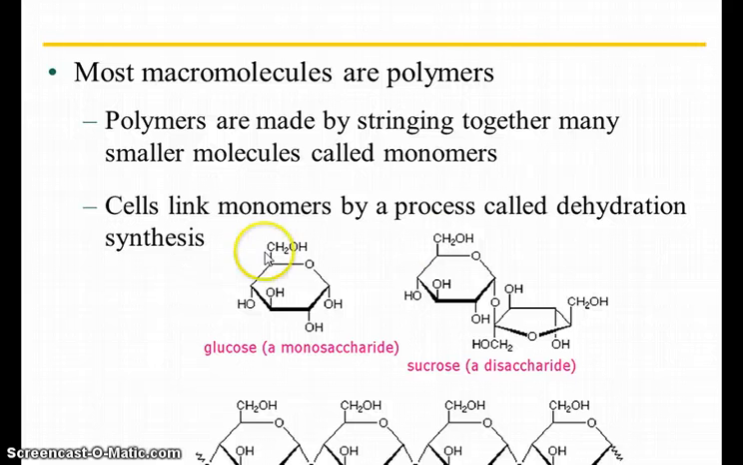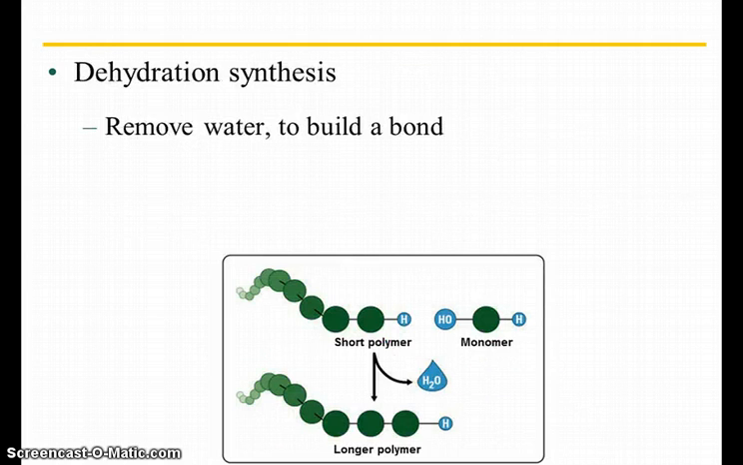And how you add those together is a process called dehydration synthesis. So dehydration takes out a water, and synthesis means building. So you build a bond by removing a water. This shows a monomer adding together to make a polymer. Here's dehydration synthesis. So you've got a monomer and a short polymer. We're going to add these together. You remove this H2O and you've built a bond.